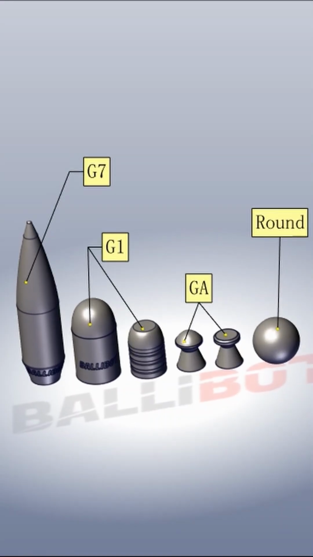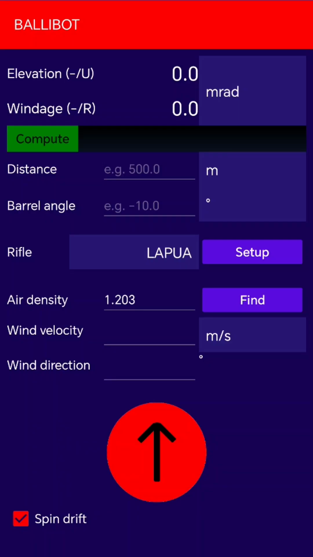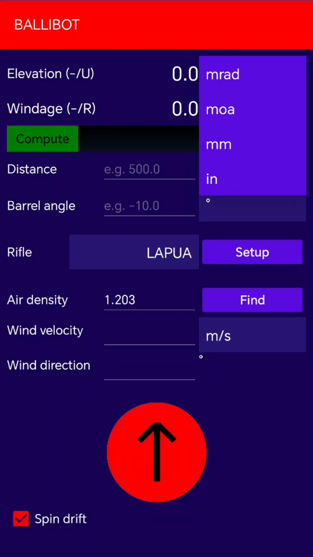Among the 4 drag functions of the bullets, the round pellet is the basic type, and the others are advanced types. Now it is on the advanced calculation page. It has air density and spindrift options. Then select the holdover units. MOA is the same as mil.